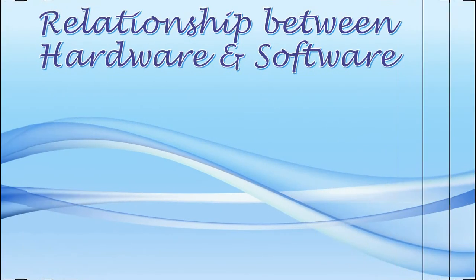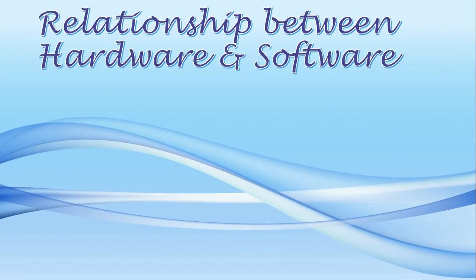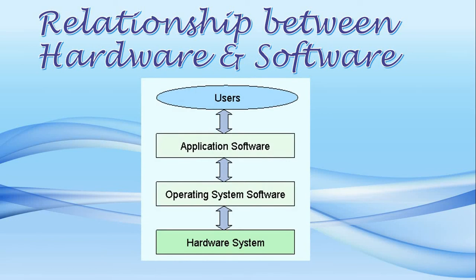Next, relationship between hardware and software. As I already told, system software acts as an interface between the user and the hardware and it enables them to work together. So, user, application software, system software and hardware all are interdependent with each other. This is the relationship between hardware and software.